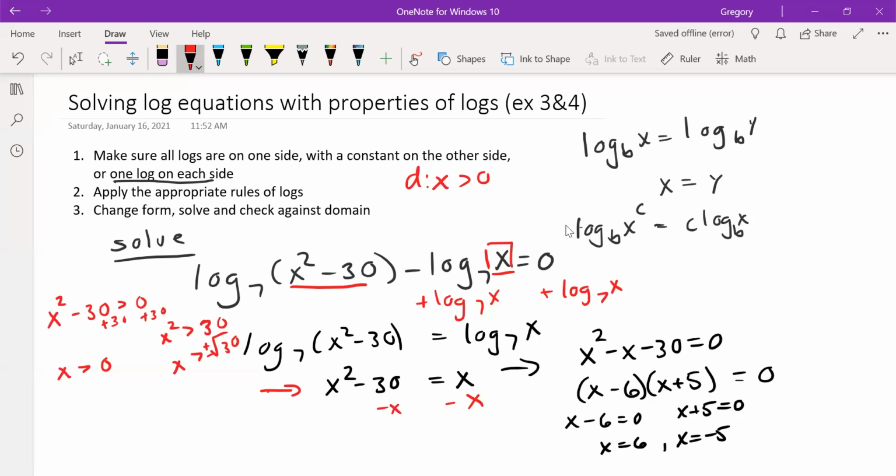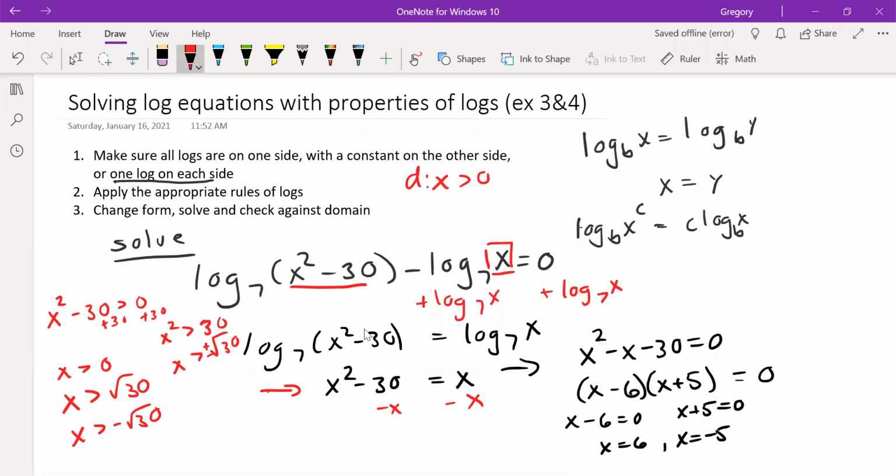So what I want to do now is to test each of these, or test my solutions against these. Now, one thing I'll do to make this a little more distinct is I'm going to write each of my domains out. So I have x is greater than 0, x is greater than the square root of 30, and x is greater than negative square root of 30. So we have 3 domains.